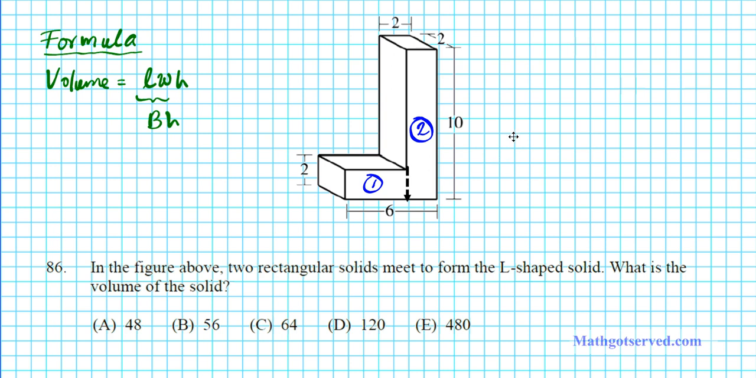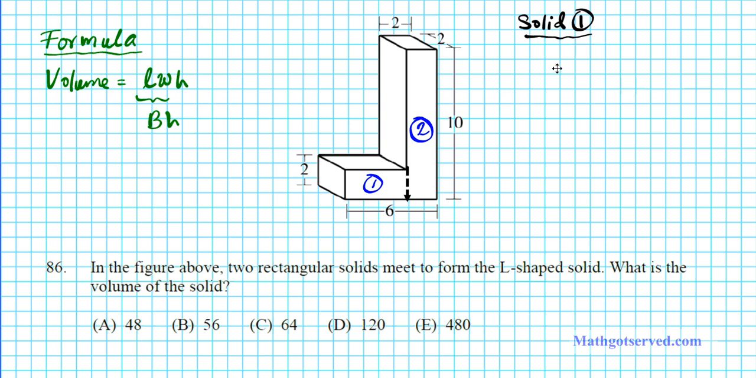Now what I'm going to do is list the dimensions of rectangular solid 1 and use that to find the volume of solid 1. And then we'll list the dimensions of solid 2, use it to find the volume of solid 2, and then the sum of the volumes of the two solids will be our resulting volume. Okay, so let's start with solid 1.